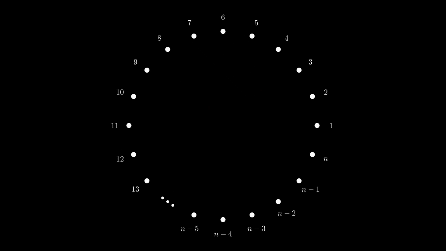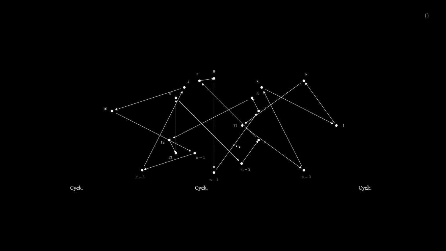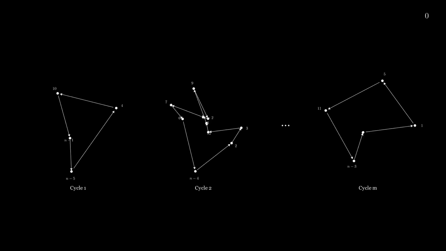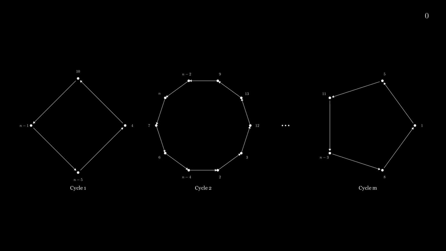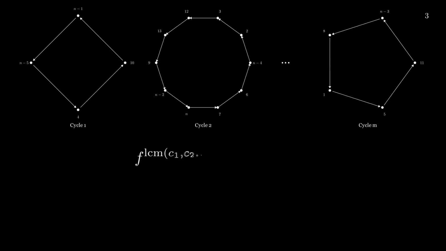Since every point must be in a cycle, this original circle can be broken apart into m different cycles. Let's call the length of the ith cycle c sub i. Like before, we have that the identity first appears after LCM of c1 to cm applications of the permutation. The problem tells us that 1000 is the smallest number for which f to the something is the identity.